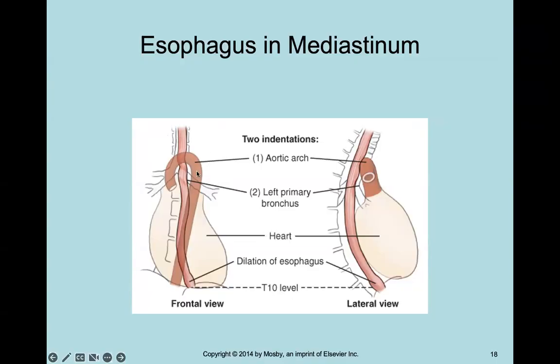So these are natural indentations formed by other surrounding anatomy. So this is the aorta. This is the aortic arch, okay, going down. So the first indentation is caused by the aortic arch. The second indentation is caused by the left primary bronchus. Okay, so those are natural indentations of the esophagus, okay, because of other surrounding anatomy.